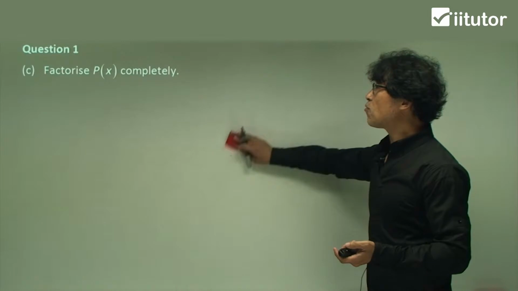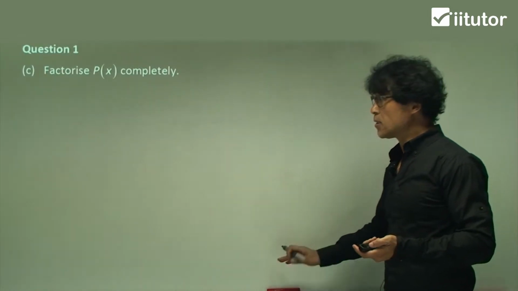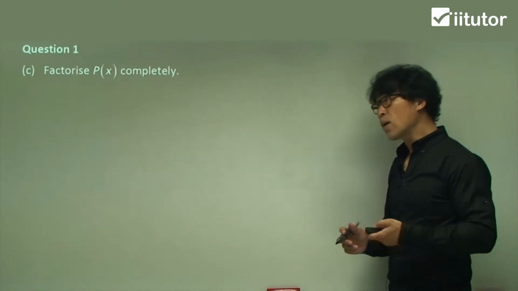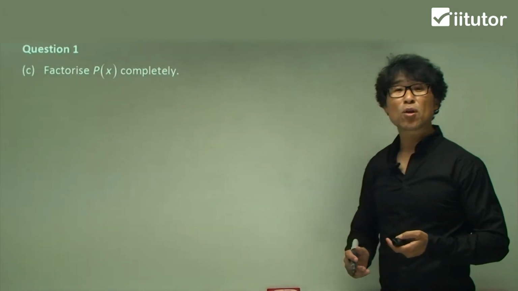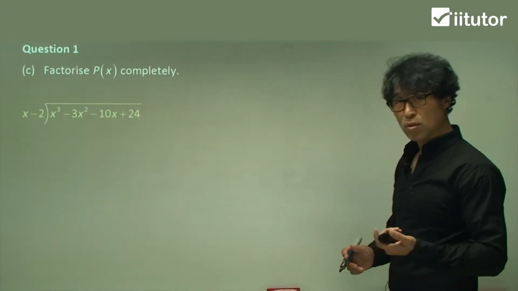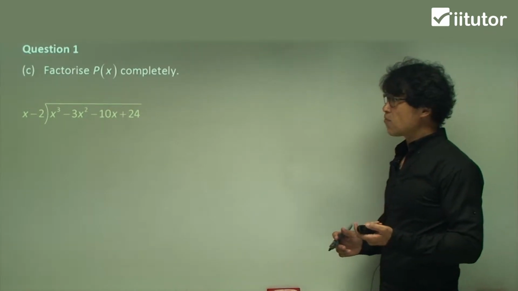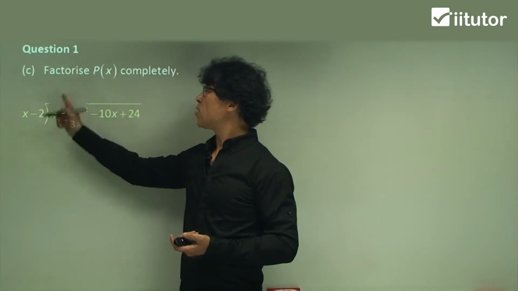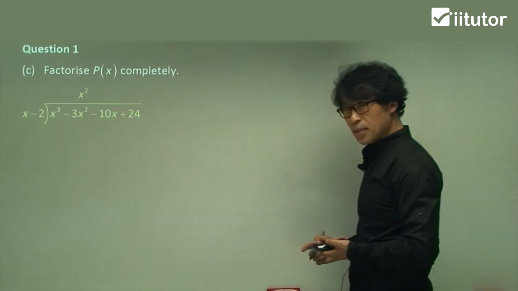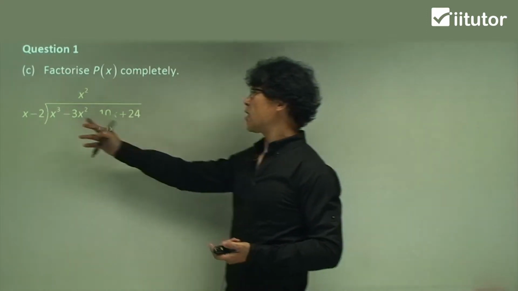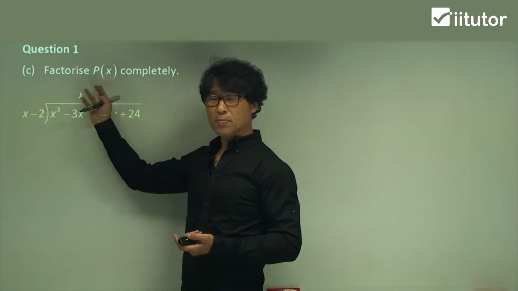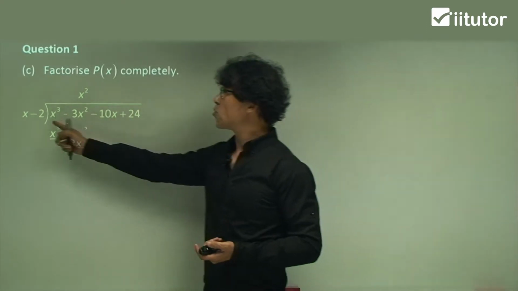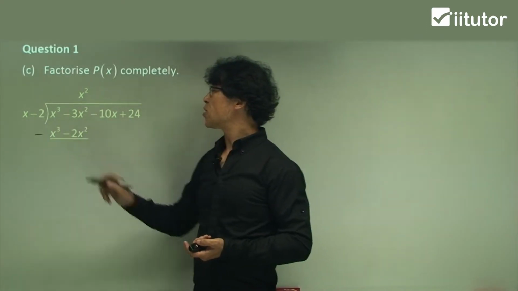The next part is to factorize it completely. How do you do it? We know x minus 2 is a factor, so we have to perform the long division in this case. Do the long division, guys. Firstly, x times what is x cubed? That must be x squared. So multiply x squared by those two, and then make sure you subtract it.